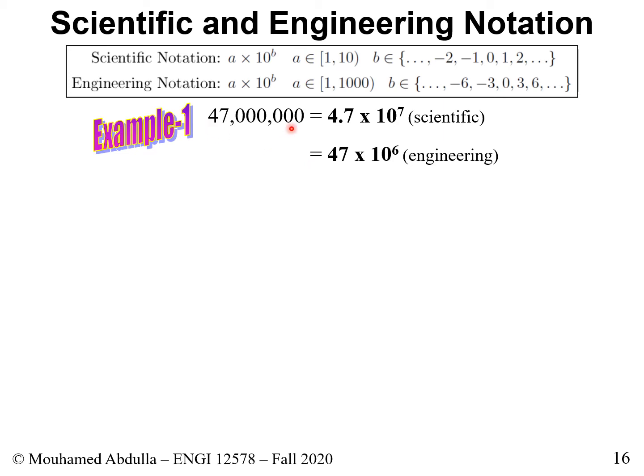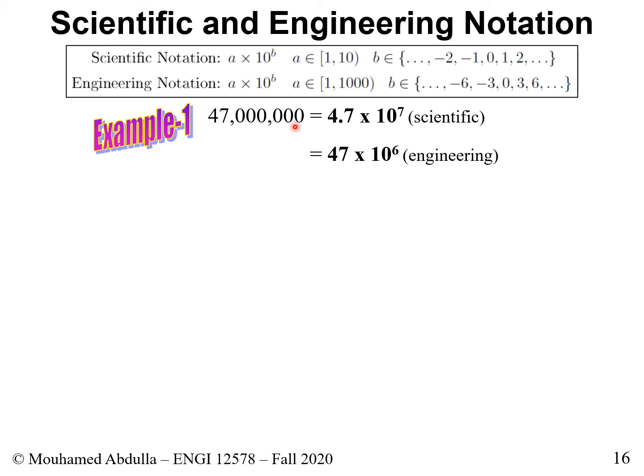So let's say you're given a number, and you look at this number, there are many digits, and if you say, what is this number? This is 47 million. And if you were to represent it in scientific notation, it has to be represented in the format of a times 10 to the b, where a is a value greater or equal to 1, but less than 10, and b is essentially an integer. It could be negative or positive, but it's an integer.